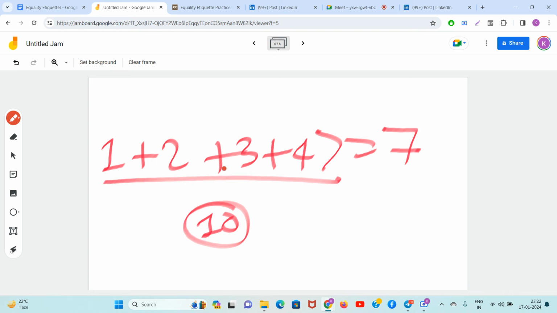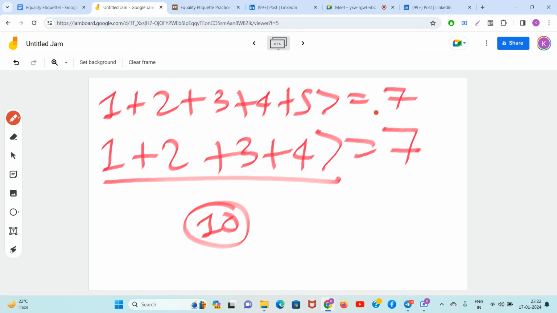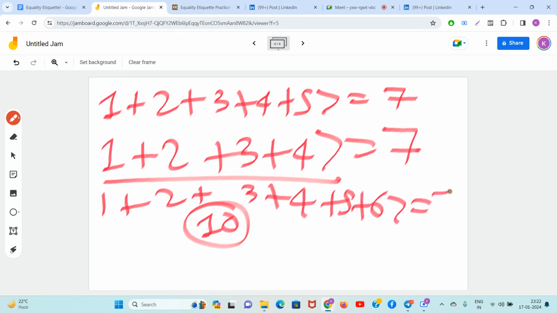Okay, guys. So, if this is greater than or equal to 7, it means all these values are valid. This 5 will also be greater than or equal to 7. And this till 6 will also be greater than or equal to 7. But guys, now our job is to find out which one of them can give an exact 7 value. Which one of them can give you an exact 7 value, okay? So, guys, let's say you fix it.